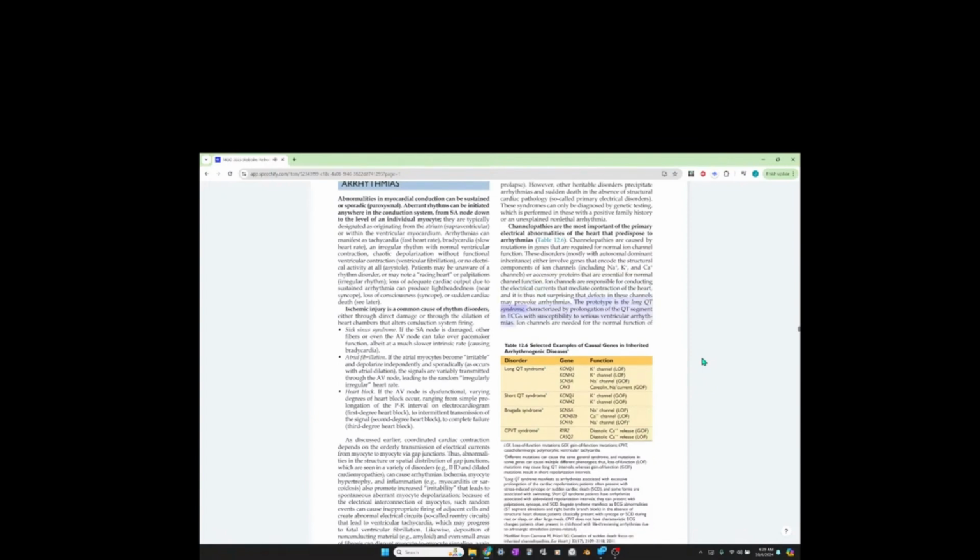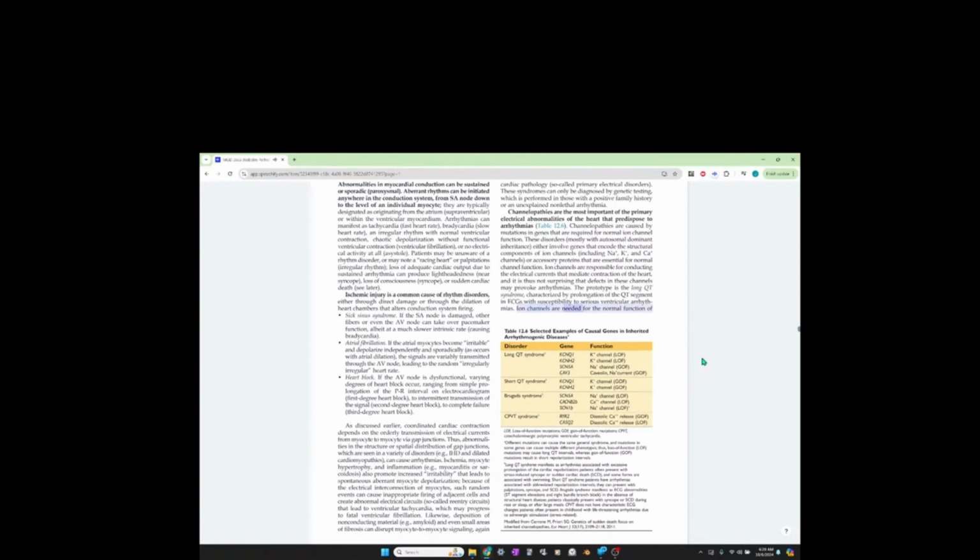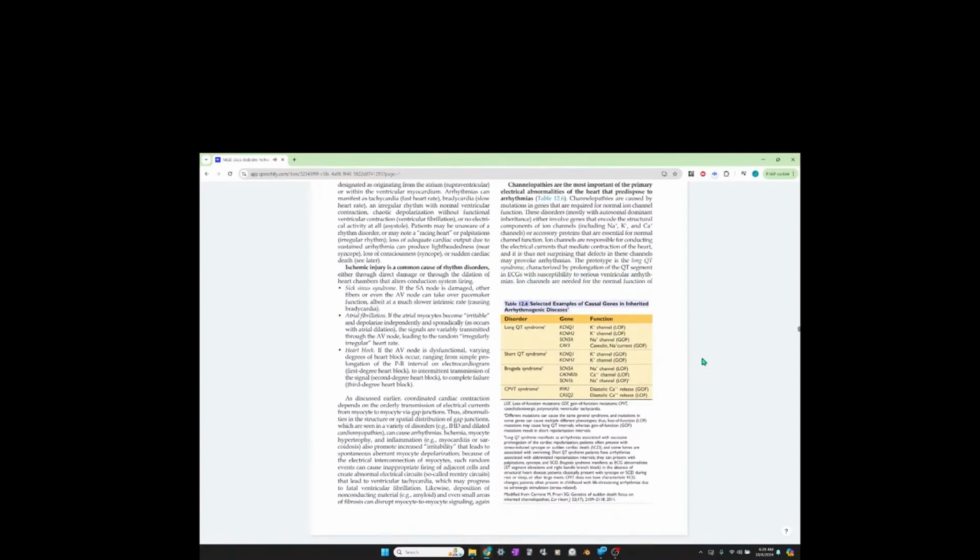Ion channels are responsible for conducting the electrical currents that mediate contraction of the heart, and it is thus not surprising that defects in these channels may provoke arrhythmias. The prototype is the long QT syndrome, characterized by prolongation of the QT segment in ECGs with susceptibility to serious ventricular arrhythmias. Ion channels are needed for the normal function of many tissues.